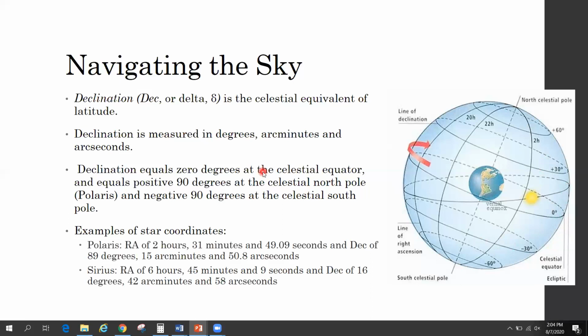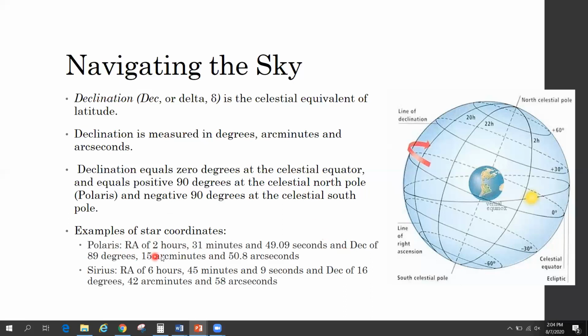All right. One other thing, a good example to use here is Polaris. Polaris, again, being the North Star. We talked about it in yesterday's lesson. It is almost exactly at the celestial North Pole, but again, we use that word almost. So here's an example of where to find Polaris, at least if you had to use a star chart. You would have a right ascension of 2 hours, 31 minutes, and 49.09 seconds.